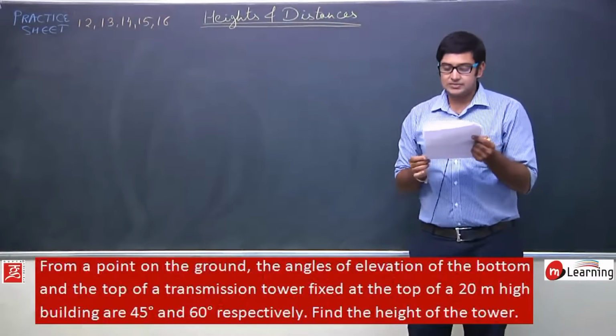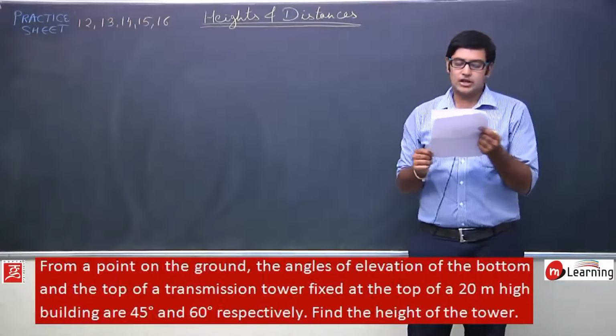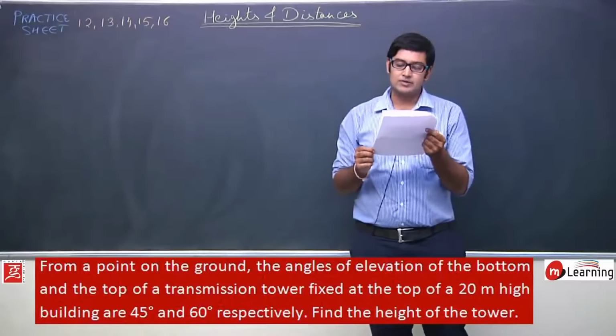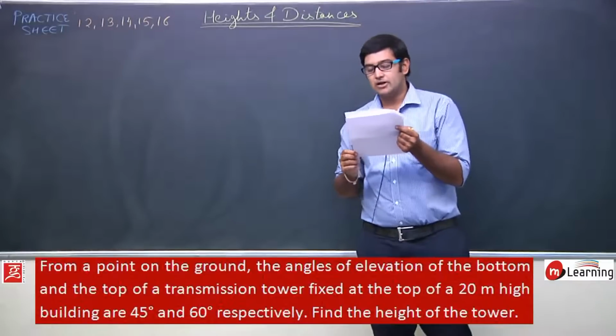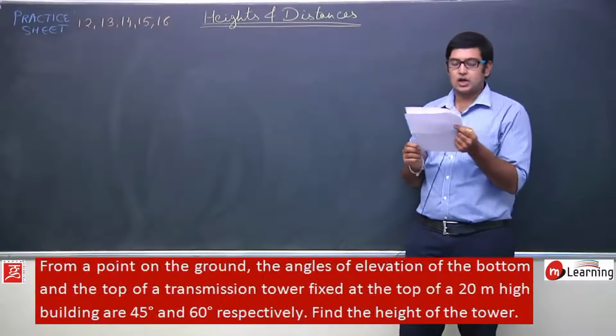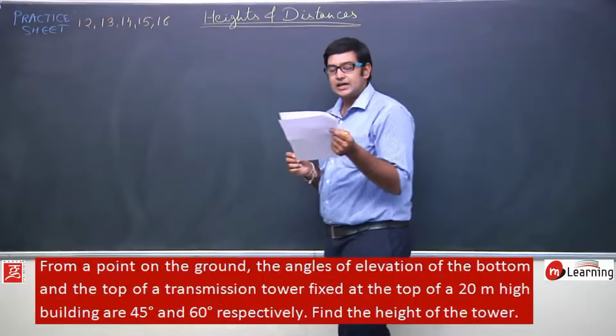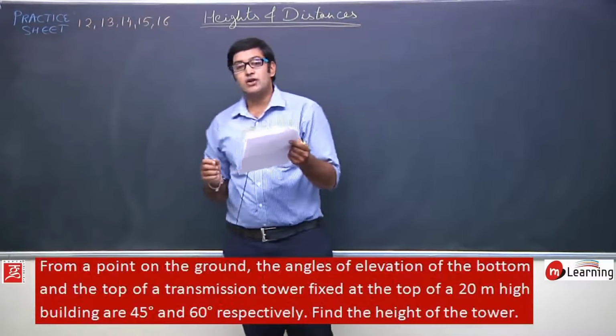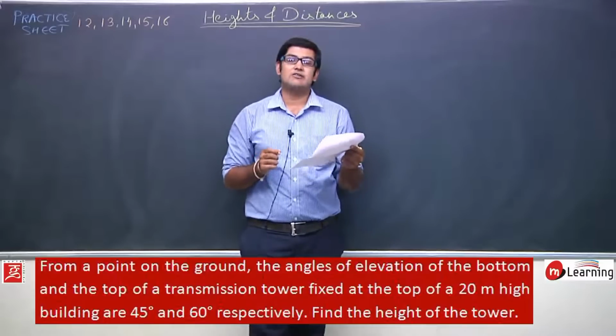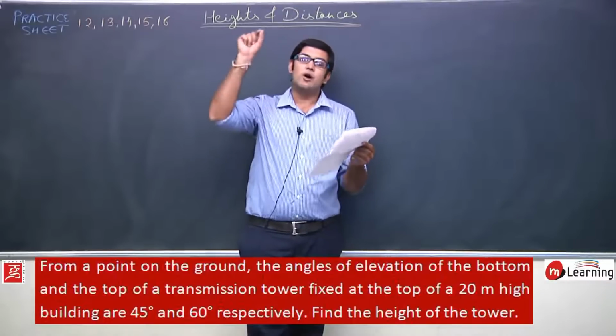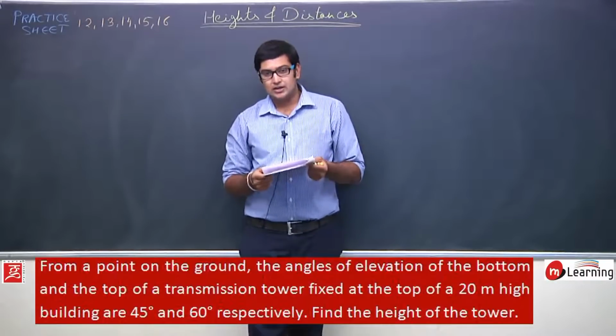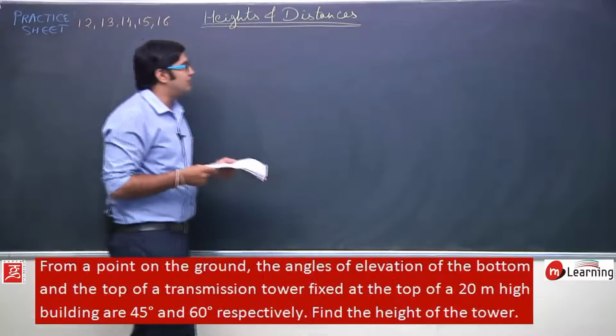Now further it says, from the point on the ground the angles of elevation of the bottom and the top of a transmission tower fixed at the top of a 20-meter high building. So what it says is that the transmission tower is fixed at the top of a 20-meter high building, 20 meters high from the ground level.